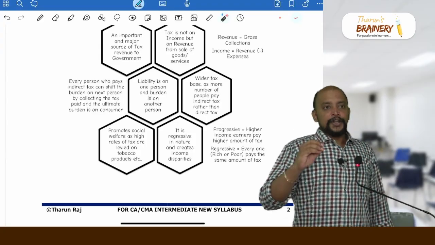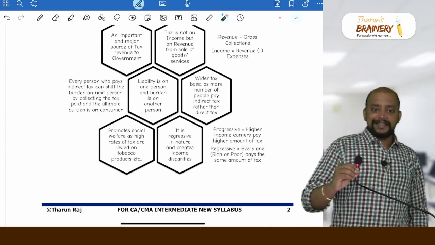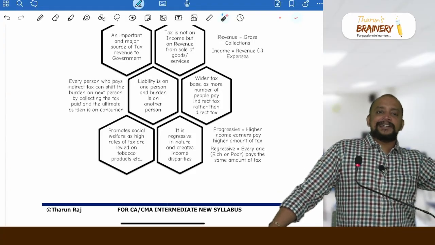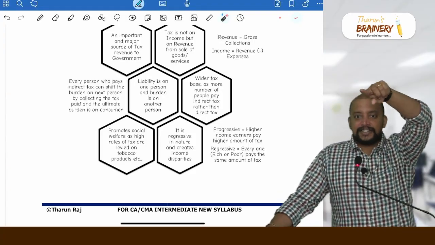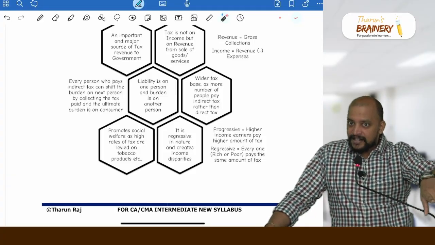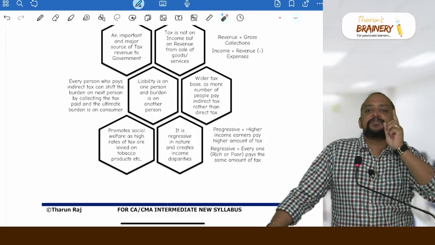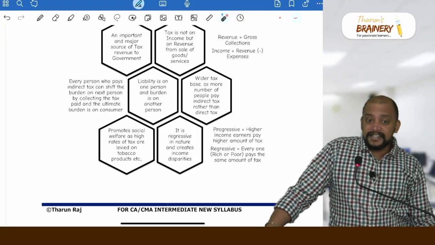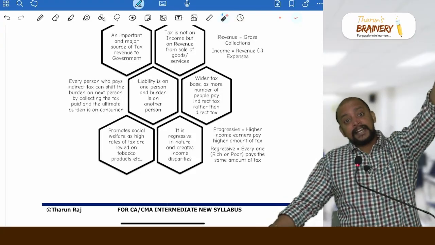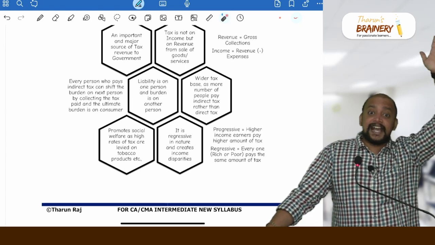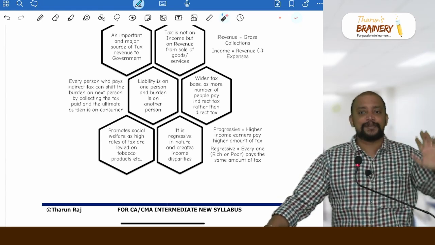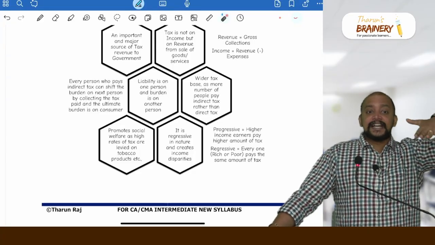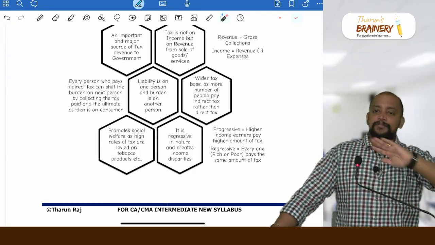Example, if you purchase a biscuit packet, whether a beggar buying a biscuit packet or a rich person buying a biscuit packet or a middle class person buying a biscuit packet, all three will pay the same GST on the biscuit packet, correct? But income tax is not like that. If you are grossing some income, you need to pay a higher tax, including the surcharge, correct? So that is progressive, whereas regressive means it will be the same on all the people.